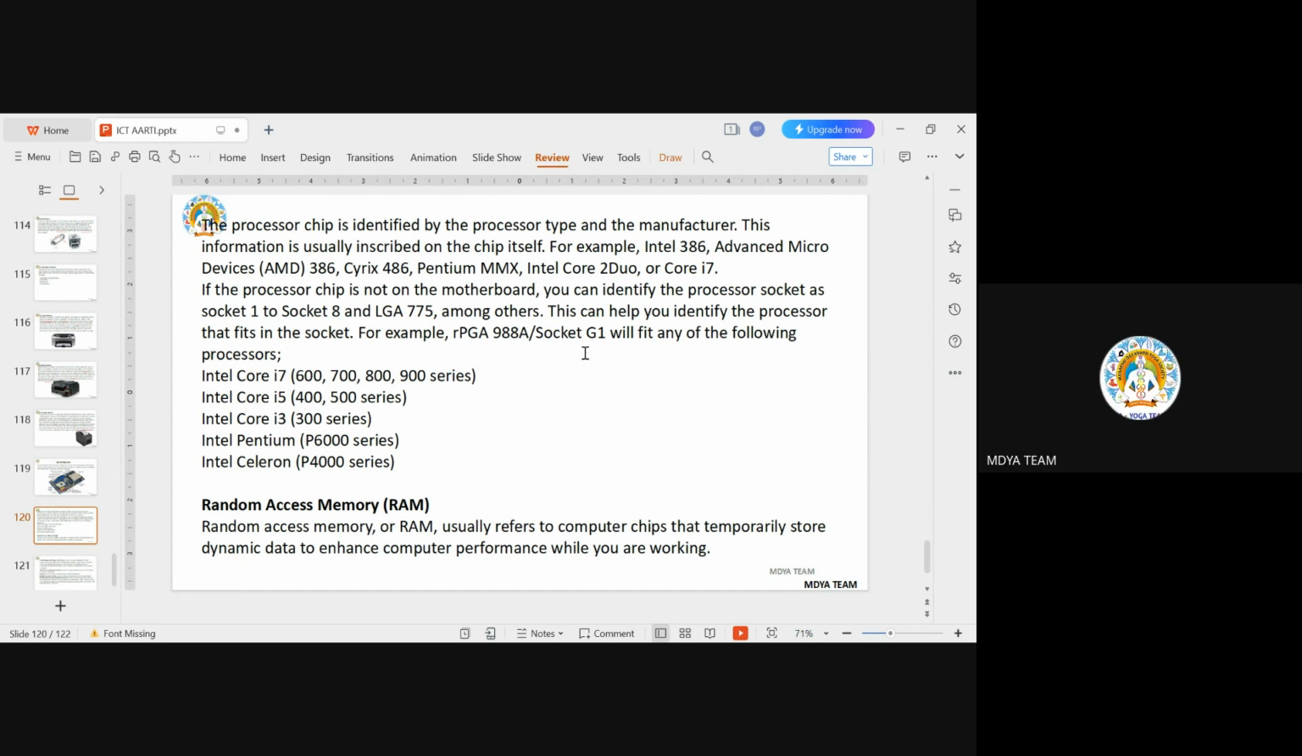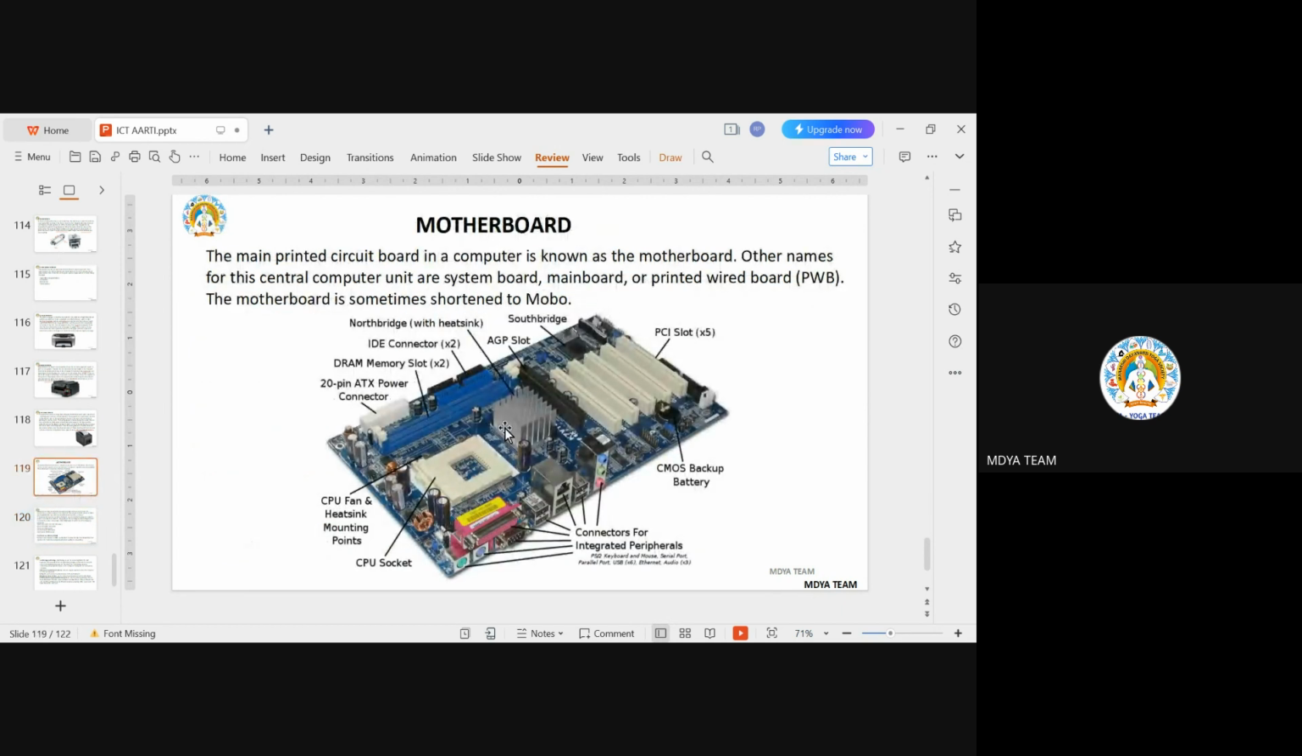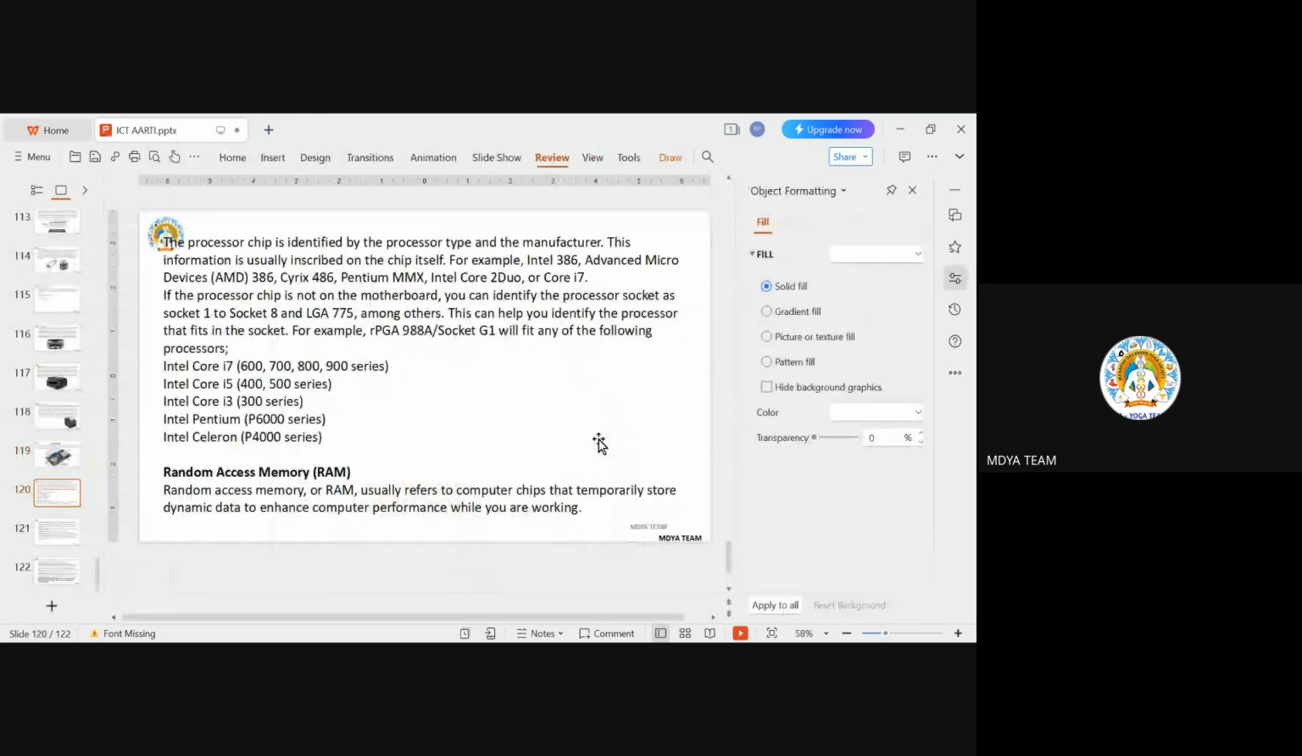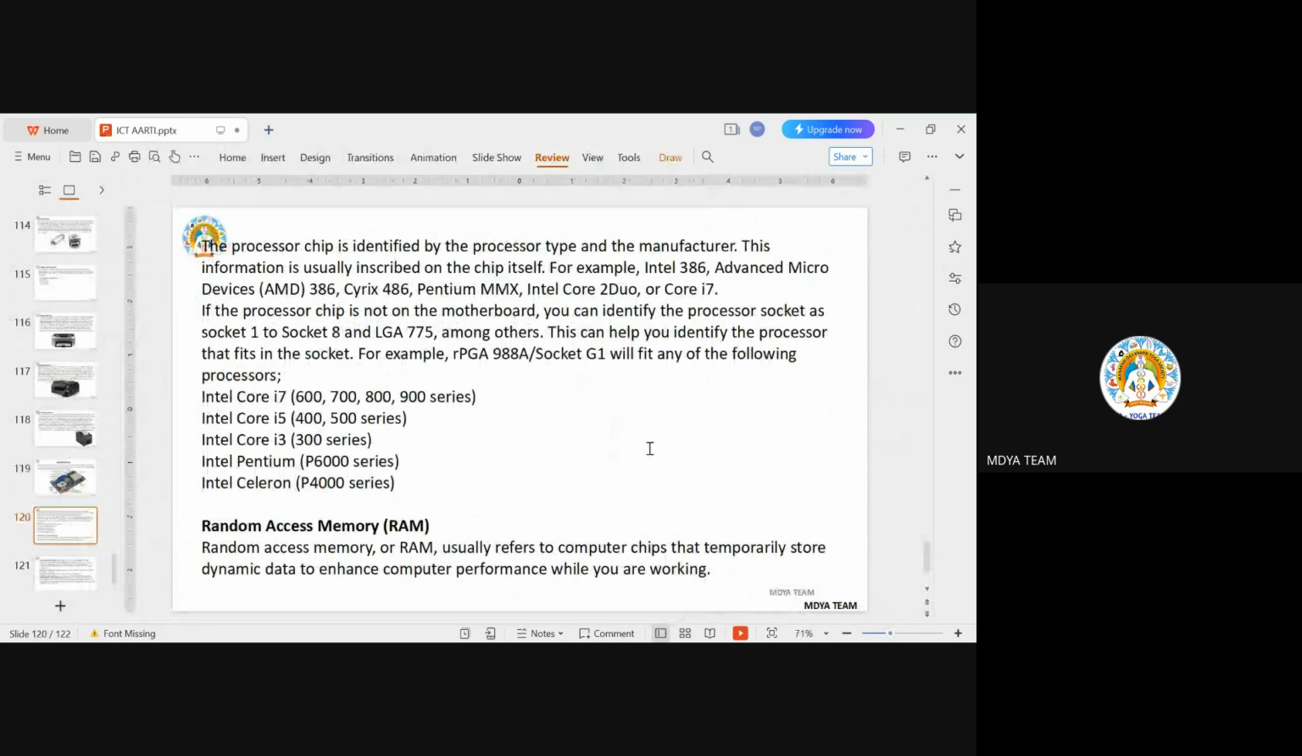Now, random access memory, RAM. RAM is also placed nearby the CPU. This is a CPU socket, and this blue one is a RAM socket. You can attach RAM in this socket. These are computer chips that temporarily store data. As we know, RAM stores temporary data to enhance the CPU performance while you are working.